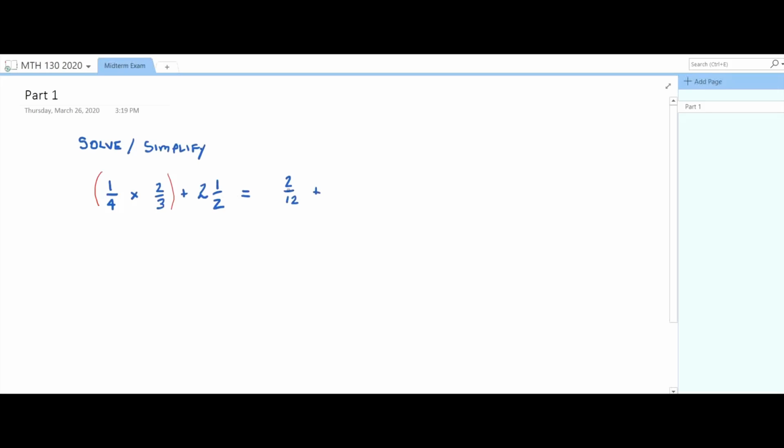I'm going to add that to 2 and 1/2, which is the same thing as adding it to 2 plus 1/2 equals. Okay, now to add these together, I need a common denominator. So let's stick with 12 as our common denominator. So I want to turn 2 into something over 12. Well, 24/12 is 2. If you take 24 and divide it by 12, you get 2. So that'll work there. And then I have 1/2.